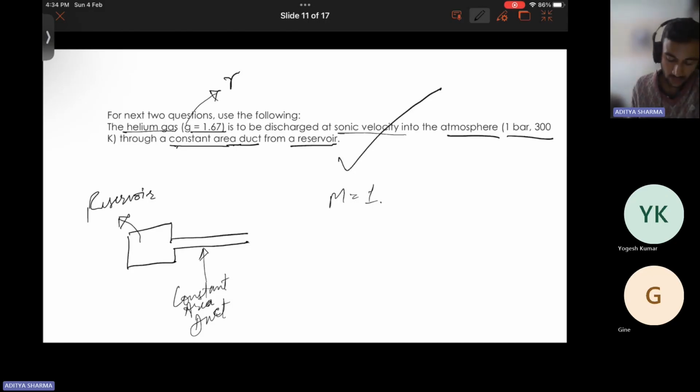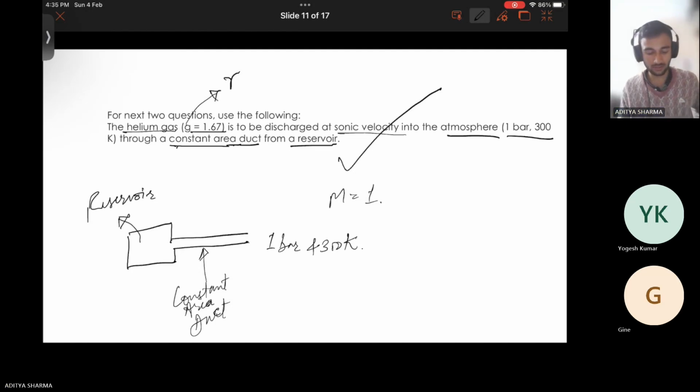Okay. The constant area duct, and then we have here outside 1 bar and 300. So all these things have been provided to us. And gamma obviously is 1.67. So there are two questions. These questions are basically based on isentropic relations.